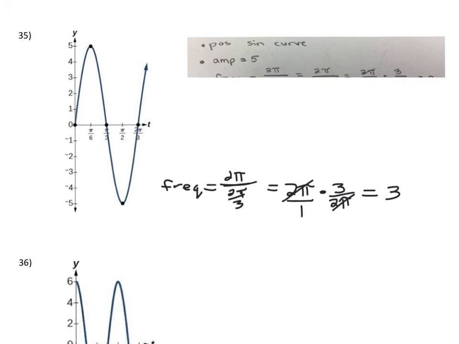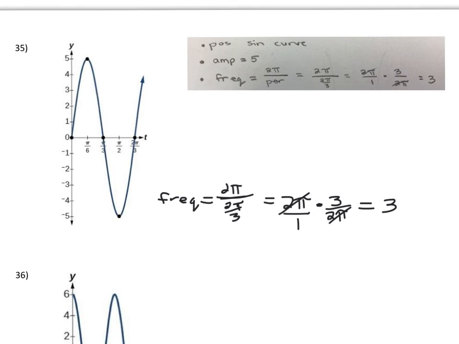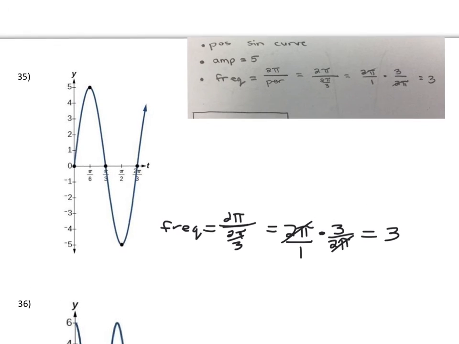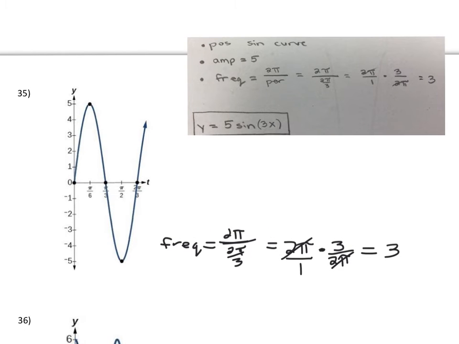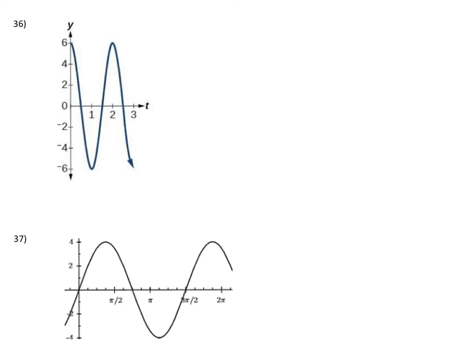All right, so this whole thing's moving down. Okay, that's okay though. All right, let me just keep going. So we're going to have y equals positive 5 sine of 3x. Okay, that's our equation for this. Y equals 5 sine of 3x.